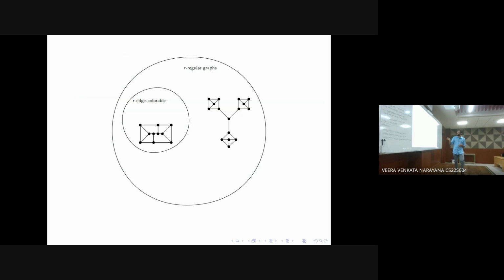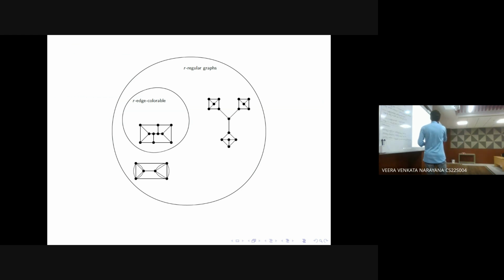So let's see this graph. Is it 3-edge colorable? Before that, we'll ask a simple question: does this graph have a perfect matching? By our previous observation, a 3-regular graph is 3-edge colorable if and only if it has 3 pairwise disjoint perfect matchings. If you observe carefully, this graph does not have a perfect matching, therefore it is clearly not 3-edge colorable. So what about this? This graph has a perfect matching.